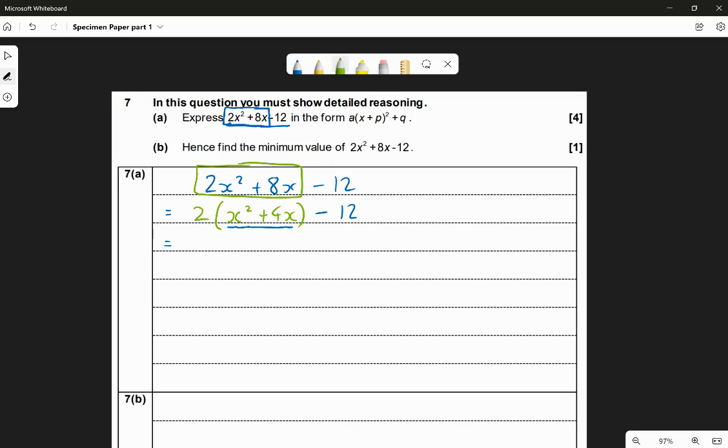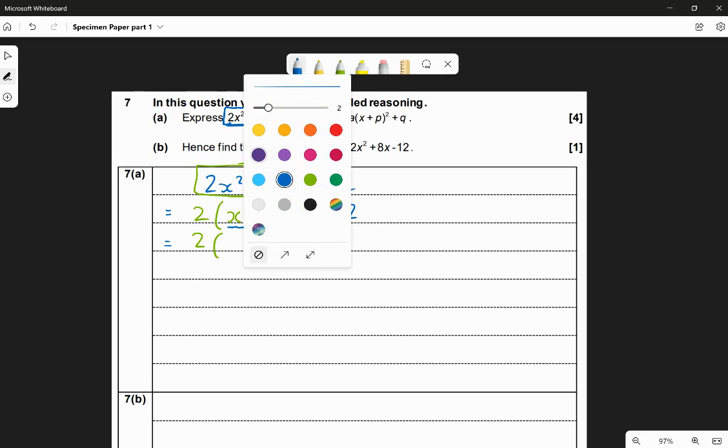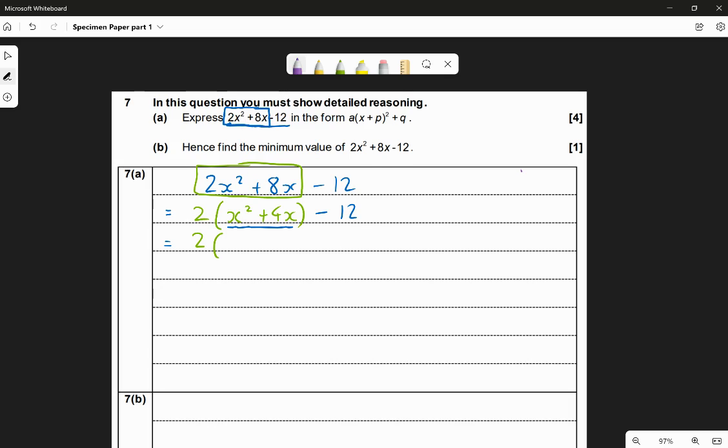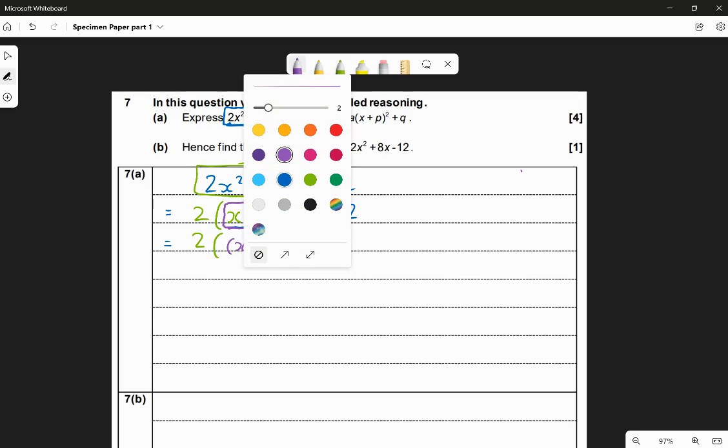So 2 lots of. Now for that part, I'm going to do this in a slightly different color. So I'm going to complete the square for that purple part there. x squared and 4x. Complete the square is x plus 2 all squared, because that would give me my x squared. It would give me 2x and 2x, which would give me 4x, but it would also give me 4. I don't want 4. I have nothing else in that bracket. So I have to subtract 4 from that. So that is what that part would turn into. And I've still got the negative 12 at the end.